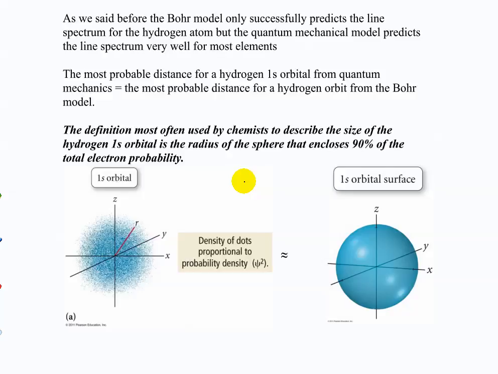And then when we do stuff with these orbitals, when we talk about how they bond and how they interact, we think about the orbital surface. So what you may have seen in your previous chemistry classes is that an s orbital is a sphere. Well, that's true, but it's really just the surface of the probability density that's a sphere, or approximately a sphere. Okay. And so we use this definition: the radius of a sphere that encloses 90% of the total electron probability is the size of the atom. That's how big the atom is.